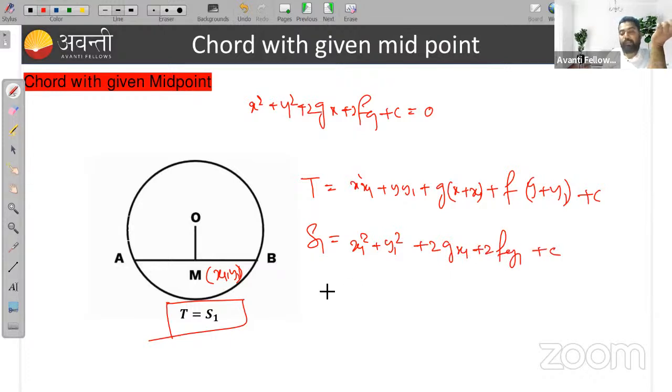Then T is equal to S1 represents the equation of chord of contact when the midpoint of the chord is given. Clear? Midpoint of that chord is given. If it is given, then you can easily find the equation of chord of contact also. Clear?